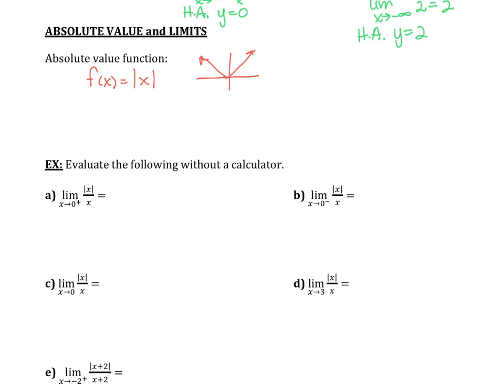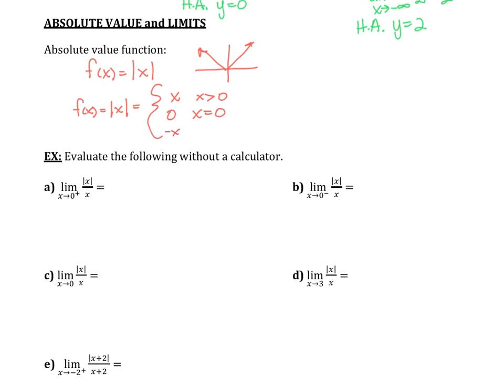Okay. Do you remember what it looks like as a piecewise function? There are a couple ways we could write this, but what we're going to look at is that the absolute value of x as a piecewise function looks like this. x, if x is greater than 0. 0, if x is equal to 0. And negative x, if x is less than 0. We're going to use this when we go to evaluate limits for absolute value.